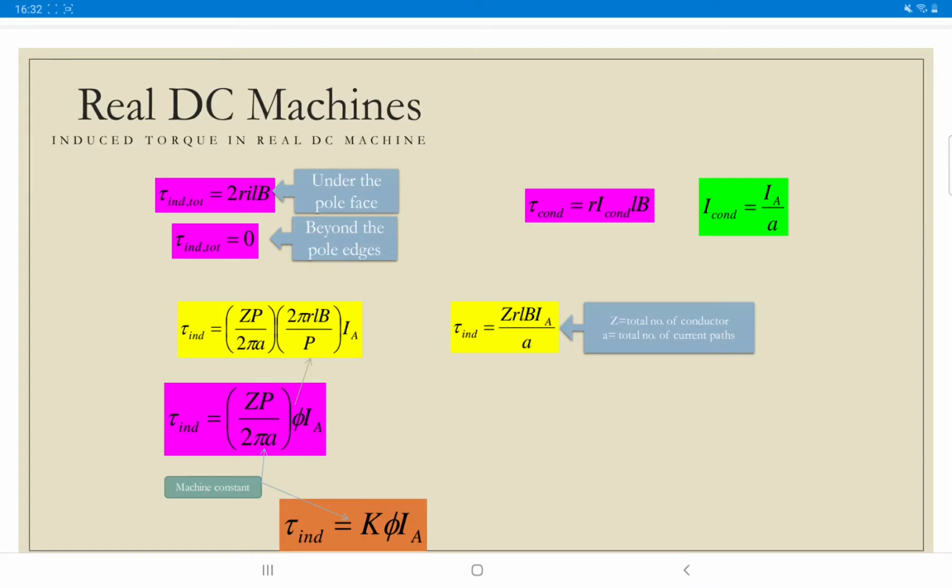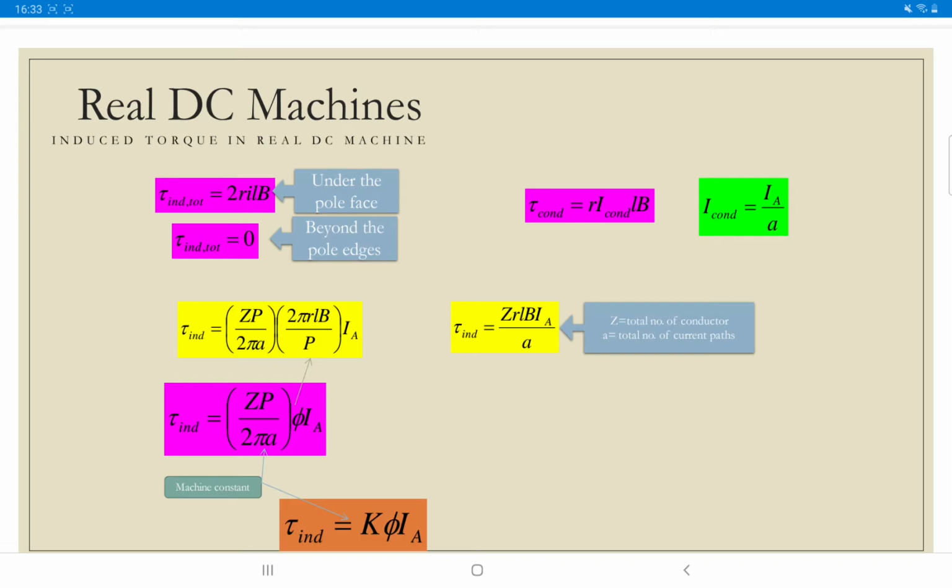In real DC machines, the amount of torque that is generated or induced depends on the number of conductors inside the machine. We've seen just now that each single conductor has its own force induced on it. So if we have multiple loops and multiple coils in a machine, then we have to calculate for each of the conductors.